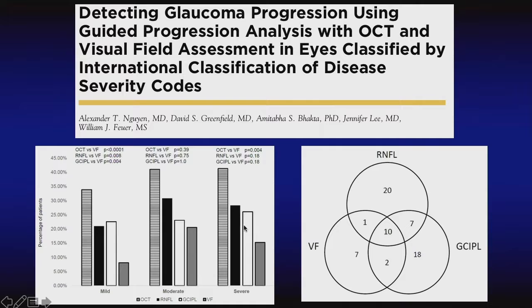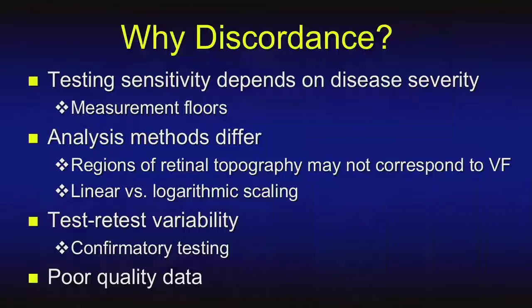I also, however, want to point out that in this classification scheme with ICD, even eyes with severe glaucoma, we did identify much more structure-based progression endpoints rather than visual field progression events, because these eyes are not as badly damaged. Many of them have visual field loss close to the central fixation, which is why they're classified as severe.